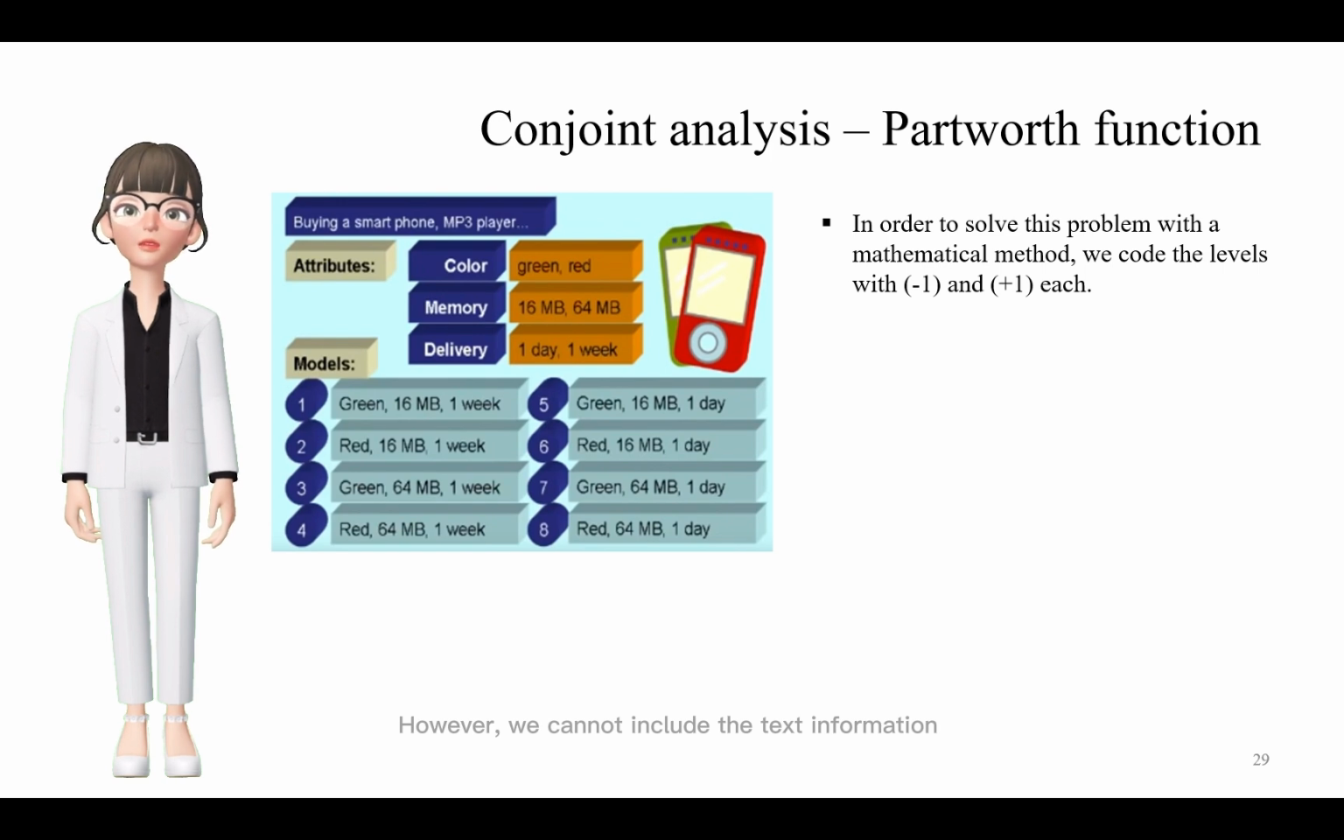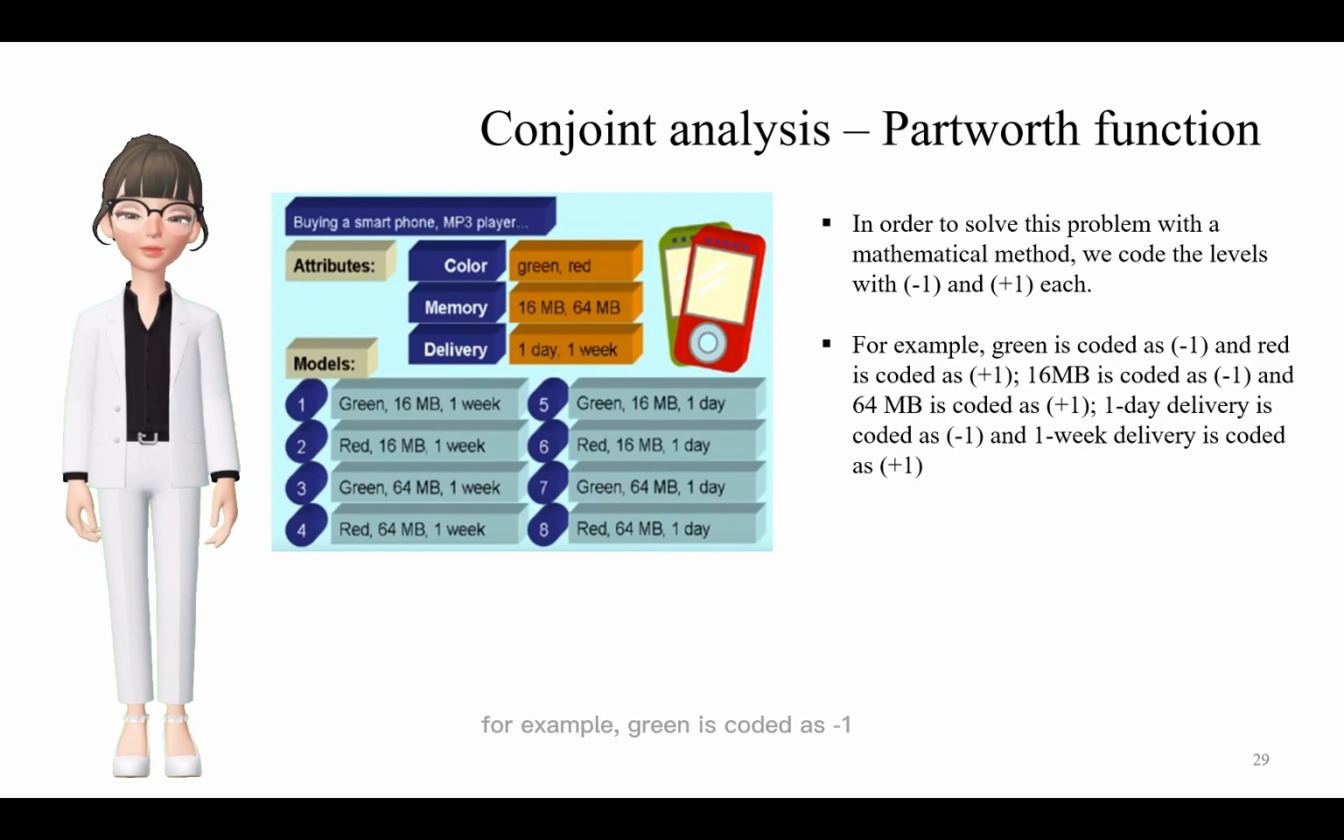However, we cannot include the text information describing the product bundles in the regression analysis, so we need to code the levels of each attribute using a coding scheme. We'll assign each level a value of either -1 or +1. For example, green is coded as -1 and red is coded as +1 for color. 16 MB is coded as -1 and 64 MB is coded as +1 for memory. And 1 day delivery is coded as -1 and 1 week delivery is coded as +1 for delivery time.